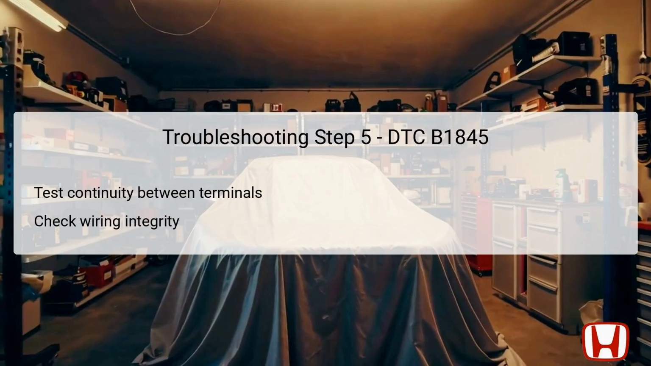The fifth step involves checking the continuity between specific terminals of the power seat control unit connector B to see if there are any breaks or faults in the wiring. You should check the continuity between terminals number 1 and number 6, number 1 and number 23, and number 6 and number 23. Doing this ensures that all wires connecting these terminals are intact without breaks.